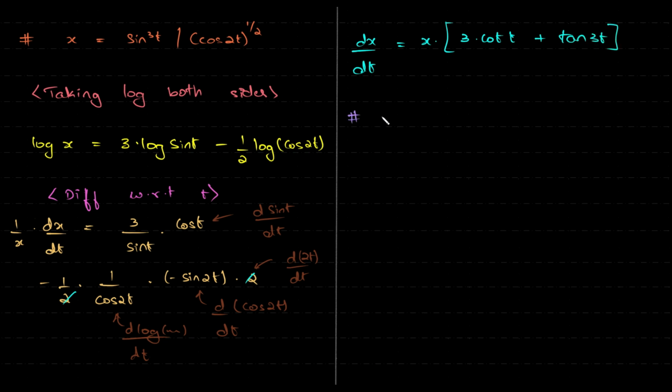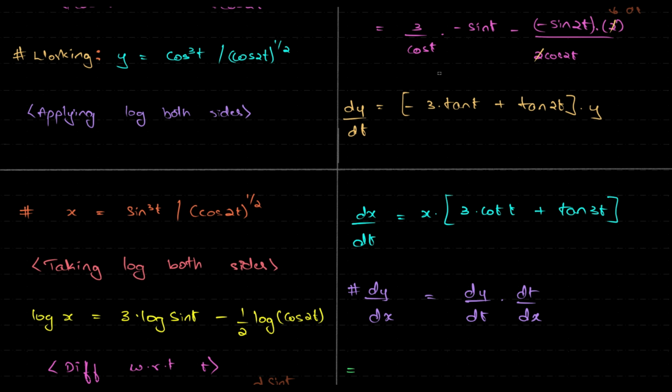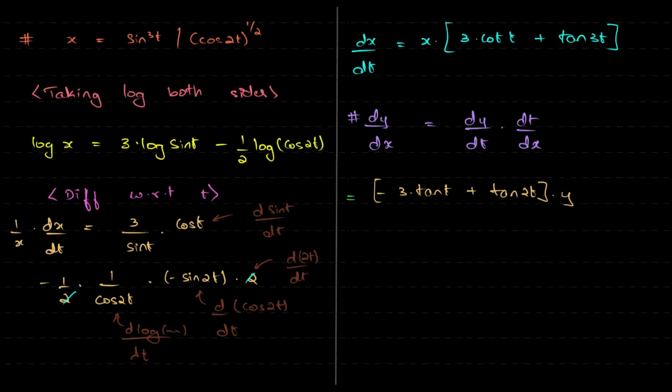And now finally we have dy by dx is equal to dy by dt into dt by dx. So dy by dt is the following expression, and we have this in the denominator.